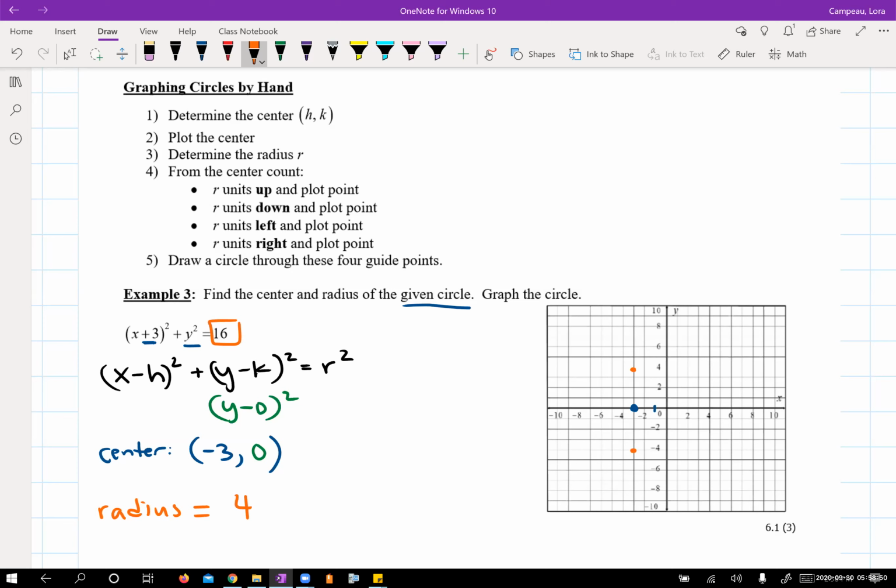4 units to the left. 1, 2, 3. Let's count them one more time. 1, 2, 3, 4. And 4 units to the right. 1, 2, 3, and 4.